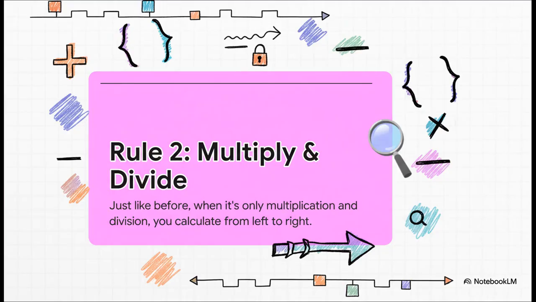So what about the other pair, multiplication and division? Well, it's the exact same idea. They're kind of on the same level of importance. So when it's only them in an equation, guess what? You solve them from left to right.